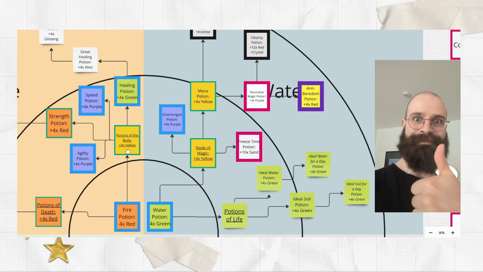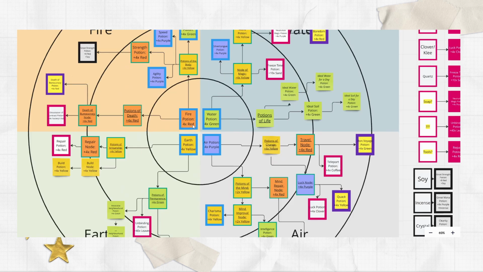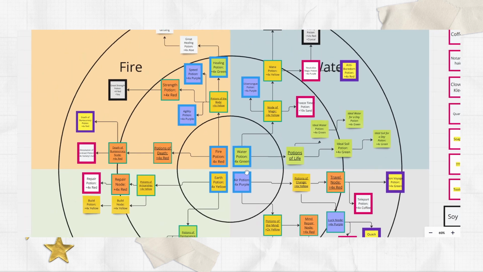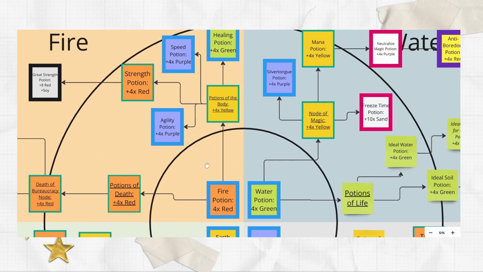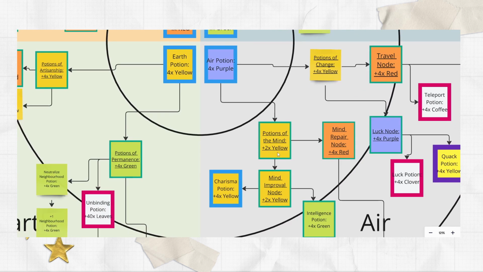Now all the main quest potions are on the map and a few empty nodes are included for theming reasons. For example, I gave each quadrant 2 empty start nodes that have an opposite in another quadrant, like the potions of the body node in fire and the potions of the mind node in air. And that's it again for this day.